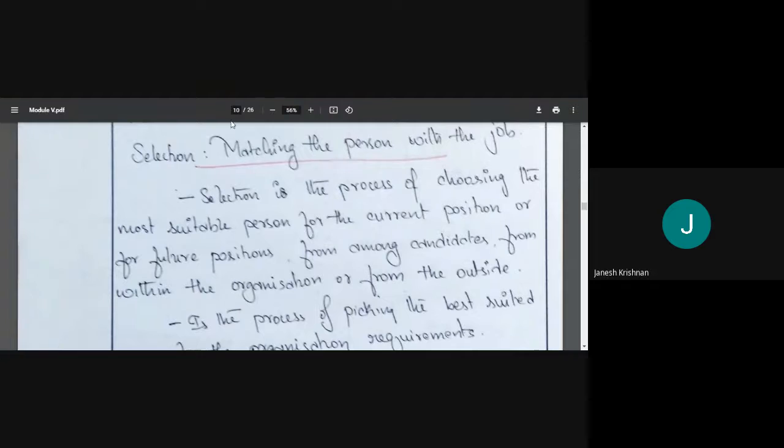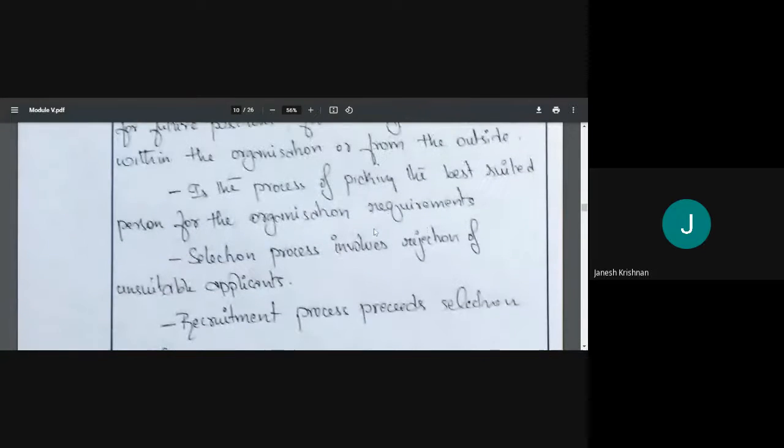So it is the process of picking the best suited person for the organization requirement. So what is the best suited person? Sometimes what will happen is I have a cook who is well versed in Arabic cuisine. But the problem is he is also in charge of some other cuisine, maybe North Indian food. So I cannot give him an extra job. If I give him the Arabic cuisine, now I have to search for a person who is well versed in North Indian cuisine. That becomes again a problem.